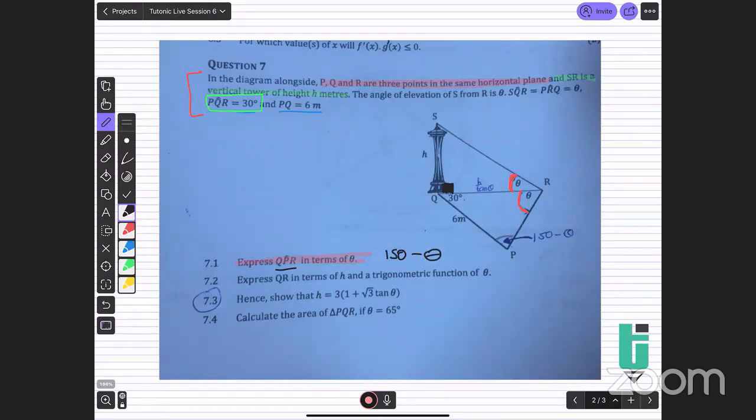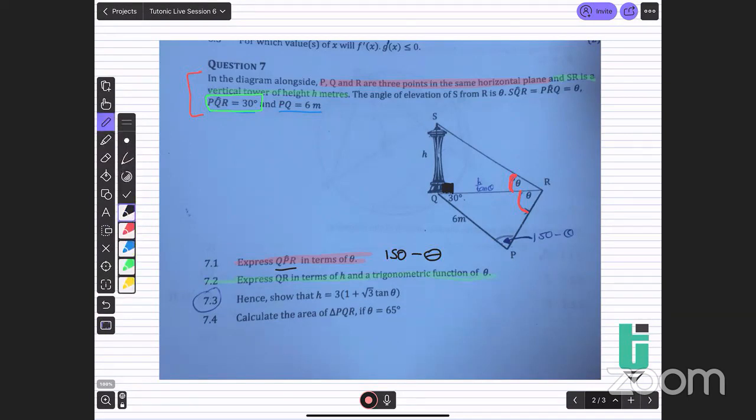And then it says the next one: express QR in terms of h, and we must use trig ratios, I think, because it's the vertical plane. So what did you do? Which triangle did you make use of, the horizontal or the one on top? The one on top, the vertical one. Okay.